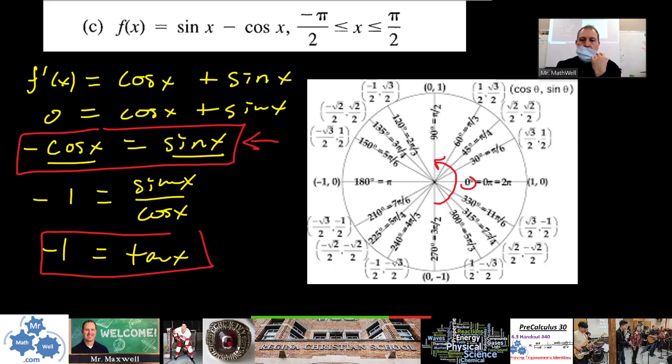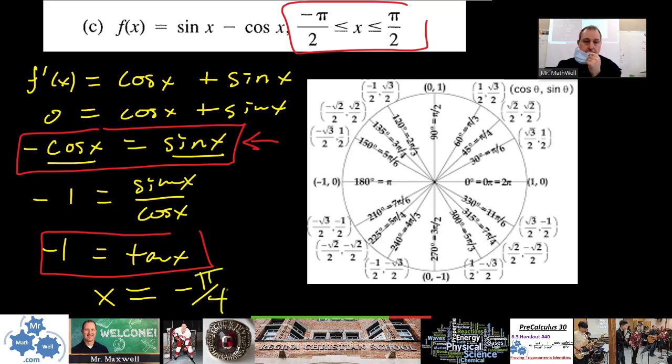Okay? And so what is that? Well, you might say, oh, that's 7 pi over 4. Nope, it's not. Because 7 pi over 4 is way over here. That's out of our interval. That's out of our domain. So actually what we need to do is go back from 0 and say this is negative 1 pi over 4. Okay? So our only x value that we're looking for is negative pi over 4. So that's our critical number.